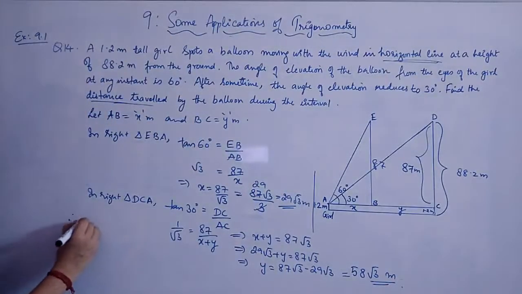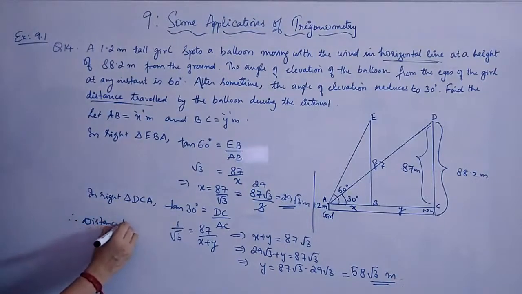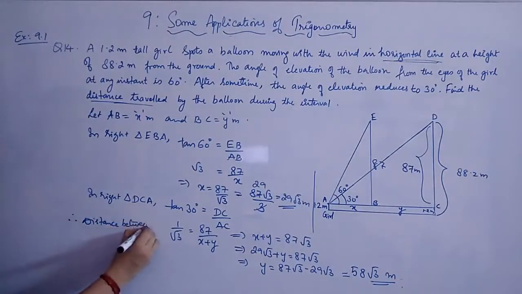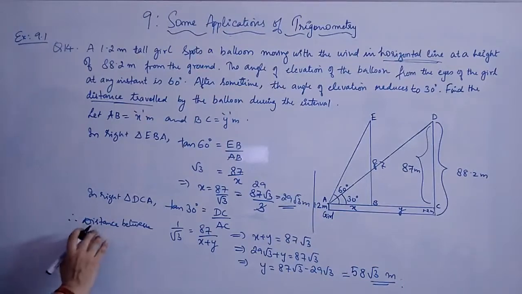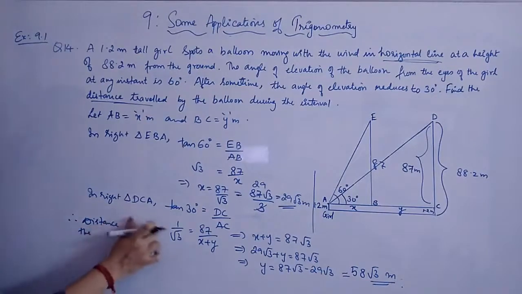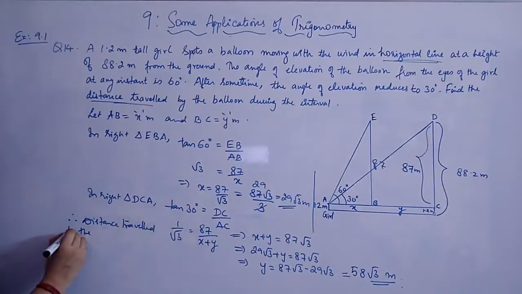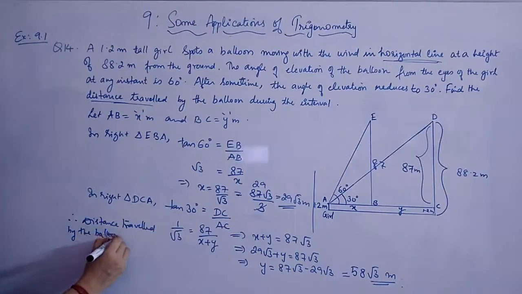Therefore, distance between the two balloons means the position of the balloon, right? So distance between, in the sense, it is the distance traveled by the same balloon, not the two balloons. Distance traveled by the balloon is equal to 58 root 3 meters. Clear?